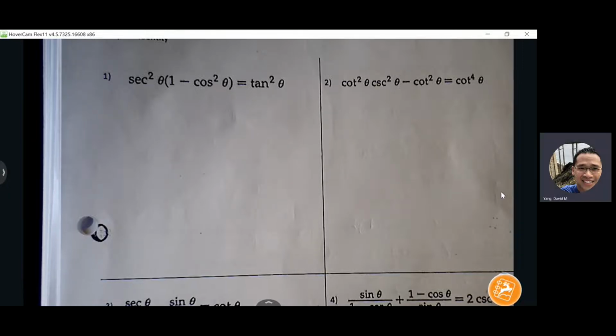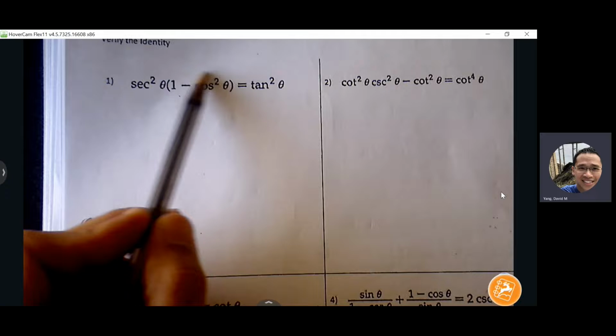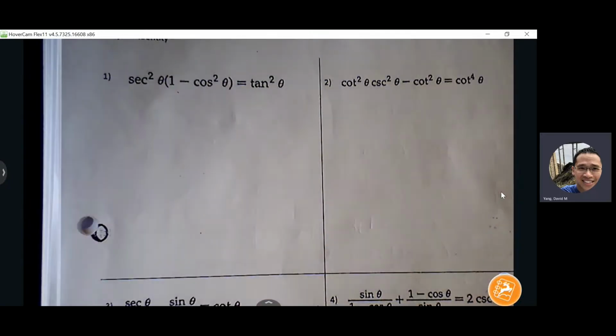All right, so number one, what do you see? Say it again. Distribute through. Yeah, you're right. If I distribute through, it's a trig identity. Another possibility that I was thinking is replace the 1 minus cosine squared as sine squared and multiply that out. That will give you tangent squared. So here, yeah, there's multiple ways.